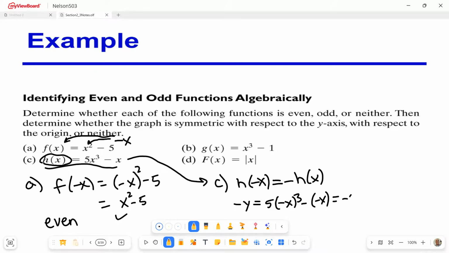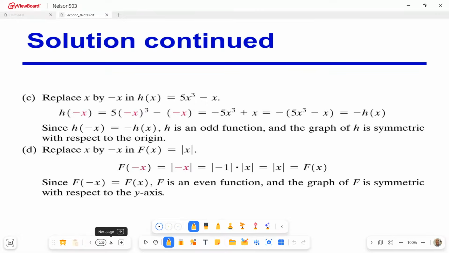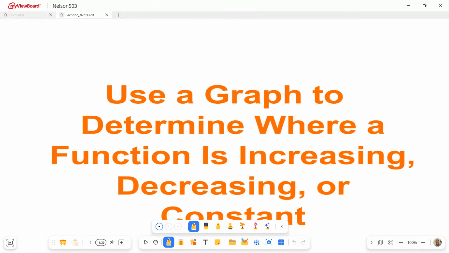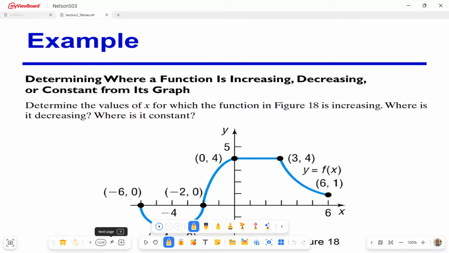I get a negative 5x cubed, because a negative cubed is a negative, and then a negative times a negative is a positive, so I get positive x. Hey, this is just the opposite of what we started with, so this is an odd function, okay? Whew, I hope I made odd and even clear. And then we've got some more examples here, them plugging in negatives and all that kind of stuff.